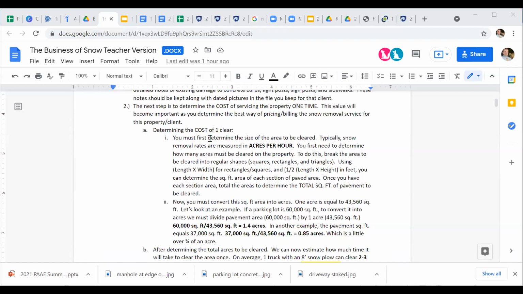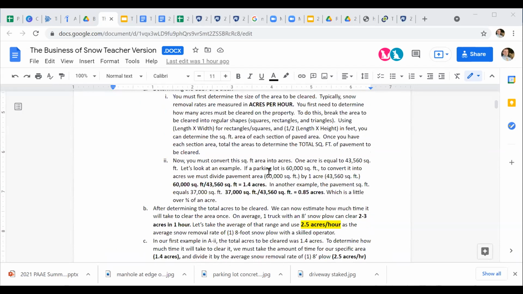Obviously, the first thing that I noted on the slide was figuring out the size. Snow removal rates are typically in acres per hour. It is not uncommon for a typical unit to be able to, when I say a unit, I mean a pickup truck with an 8-foot plow and an operator driving it, to be able to clear anywhere from 2 to 3 acres of snow or space an hour. So if we sort of meet in the middle there and just use 2.5 acres per hour as the average for these, that's what we'll do.